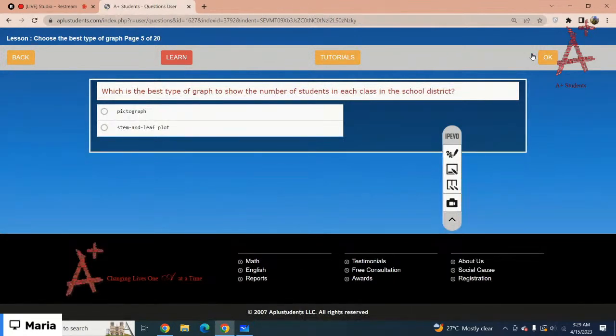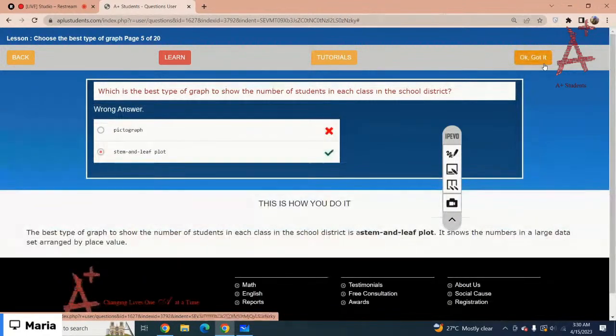Which is the best type of graph to show the number of students in each class in the total district? Pictograph or stem and leaf plot? You can use the pictograph. Got it? Okay, you can use the stem and leaf plot because it shows the numbers in a large data set arranged by place value. Got it? You are also given the reason, because you have to show the data in each class. So it would be the one that shows the numbers in a large data set arranged by place values. Got it?